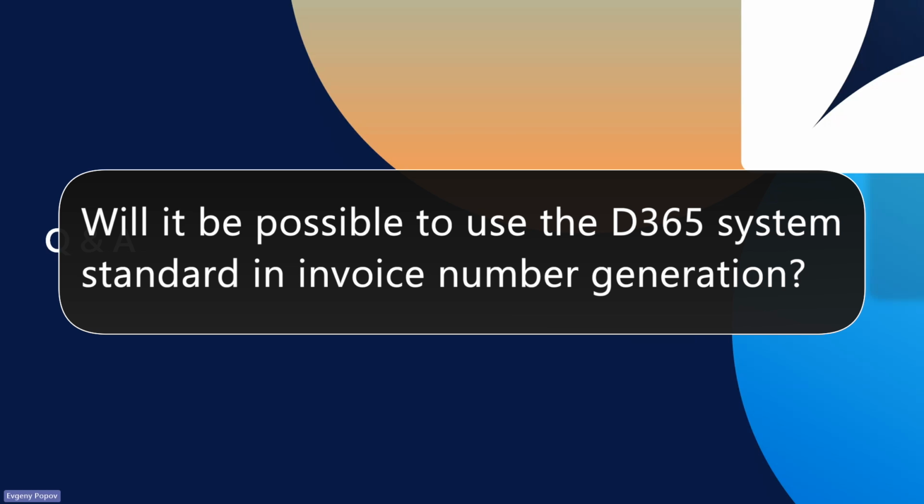But we are considering either providing extensibility points in order to be able to disable the Turkish-specific feature and use the generic one, or even some settings or toggles to be able to switch between the standard invoice numbering feature and the Turkey-specific one. So we don't have an exact answer for now, but we are considering doing this. This is in our backlog. This may not be available by the general availability date, but may be available in future releases.